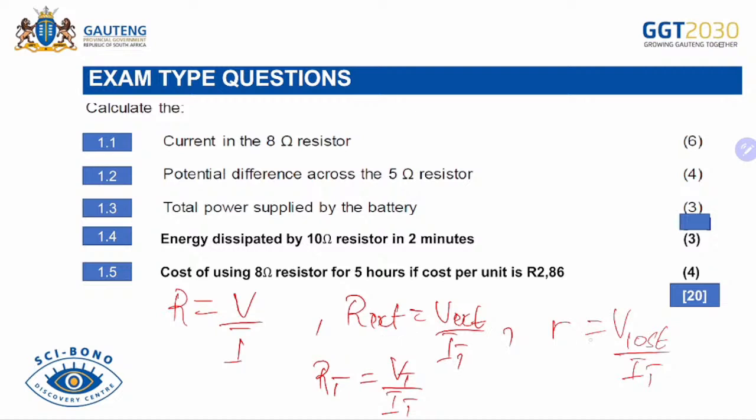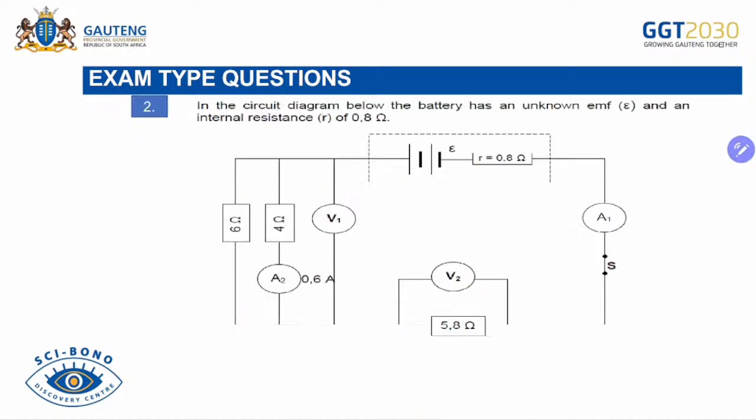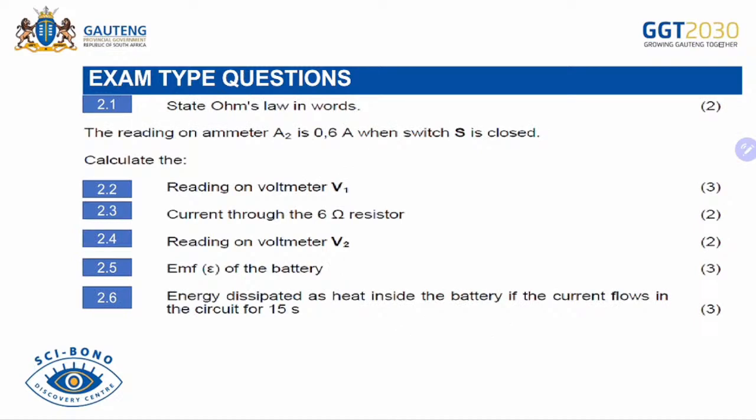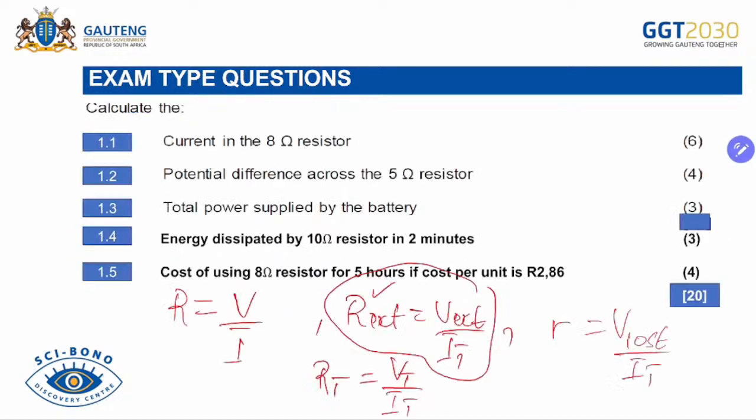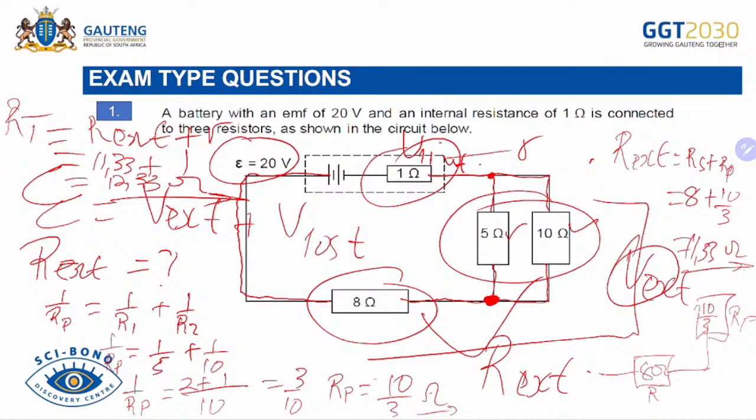What is this R now? We are focusing on the internal circuit now, where we are having internal resistance. So it's internal resistance equals V lost over I total. Okay? Then R total equals V total over I total. Then when I check this one, I have R external. Do I have V external? Then we go back. Do I have V external there? No, I don't have V external. The only thing given to me is the EMF.